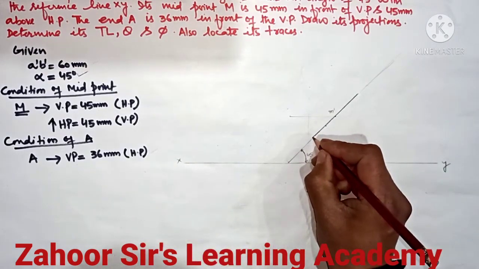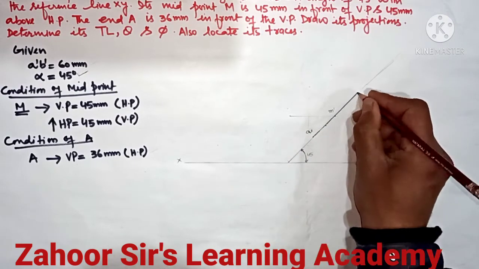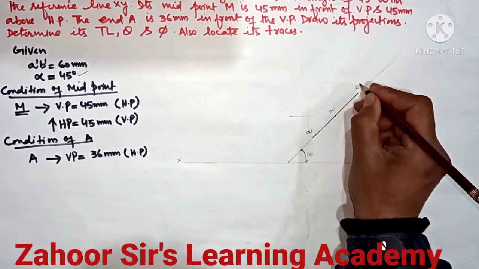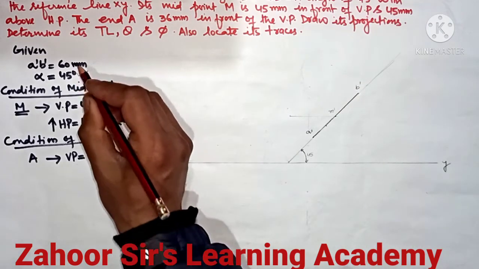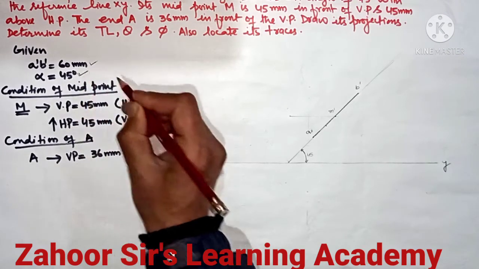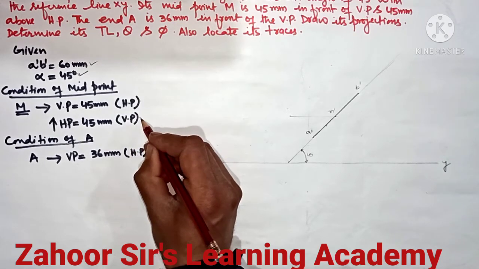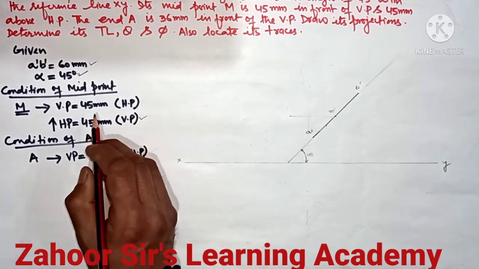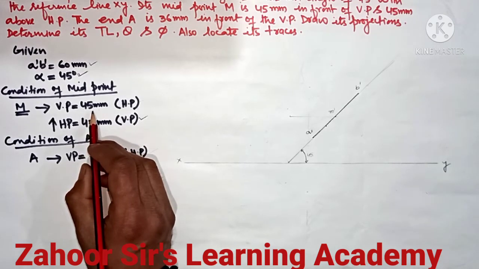Now I know this point is my A prime and this point is my B prime. See? Now I have utilized this condition. I have utilized this condition, not this one. Now this midpoint is again at a distance in front of the VP, 45 mm.